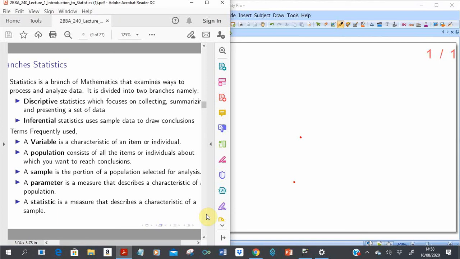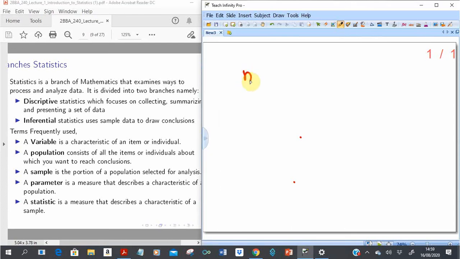So we start with the definition of statistics. Statistics is just a branch of mathematics that examines ways to process and analyze data. So there is some mathematics component there, using mathematics to analyze and process data. This is all we are doing. Statistics is also divided into two branches, descriptive and inferential statistics. Descriptive looks at ways of collecting, summarizing, and presenting data. Data is just unprocessed information.